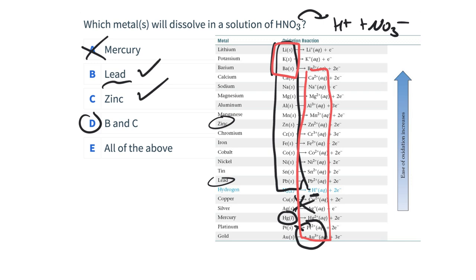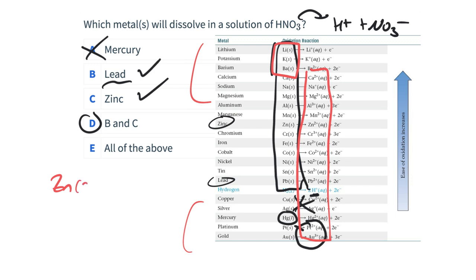The activity series is telling you that the metals at the top of the chart are more reactive than the elements at the bottom of the chart. So the neutral metal solids at the top of the chart will dissolve in the cation solutions that are below them. Can we write the reaction for nitric acid and, say, zinc? I think we can.